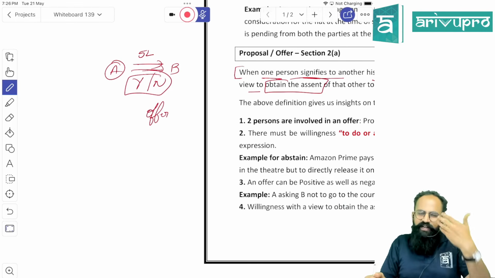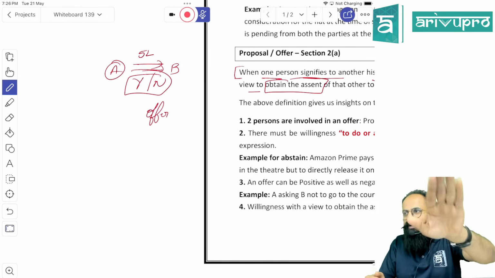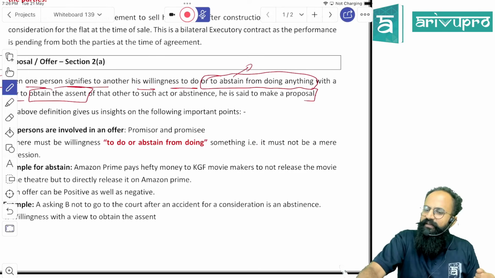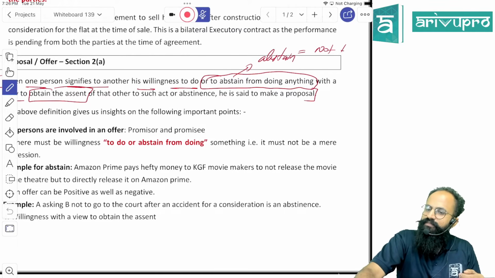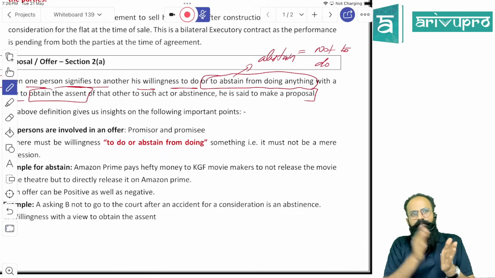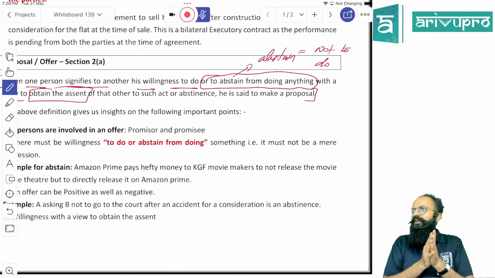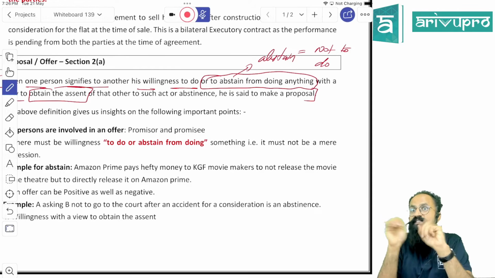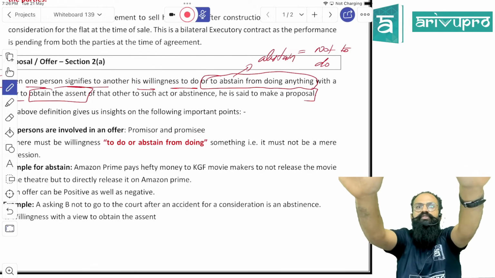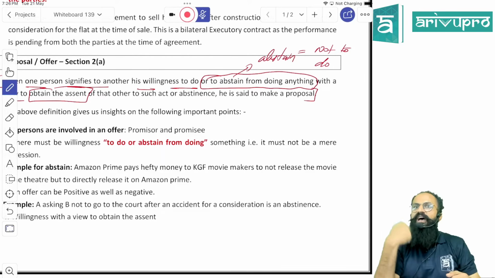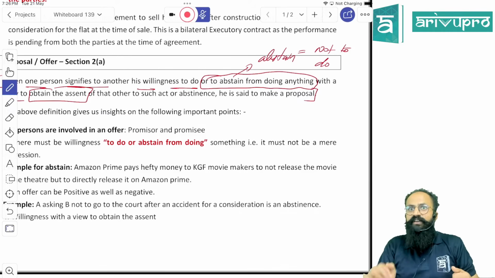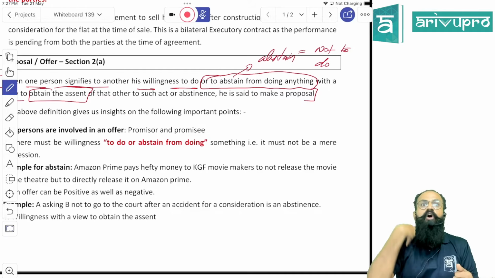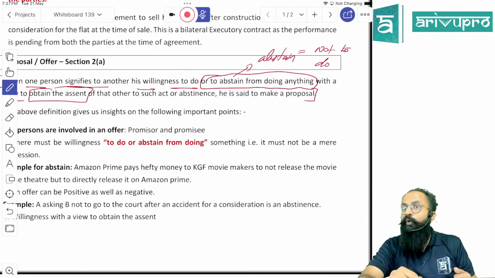In short, whenever I tell you I will do something, or the next one they have used the word abstain. What do you mean by the word abstain? Abstain stands for not to do. So when one person tells another person to do something or not to do something with a free choice, I should not enforce it on you. You should be given a free choice to choose. So whatever I made is called an offer. In short, when one person tells you to do something, or not to do something, and you accept it with a free choice, whatever I made is called an offer, or it can also be called a proposal.